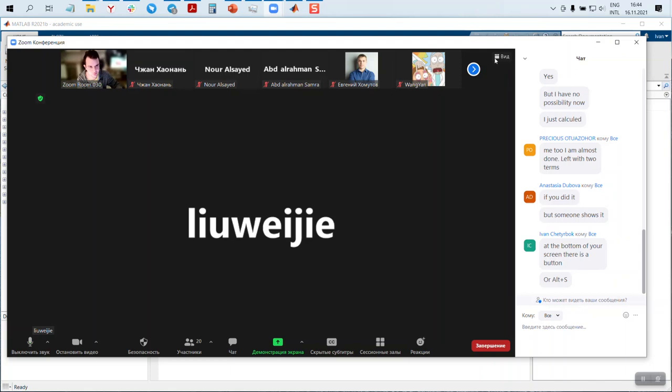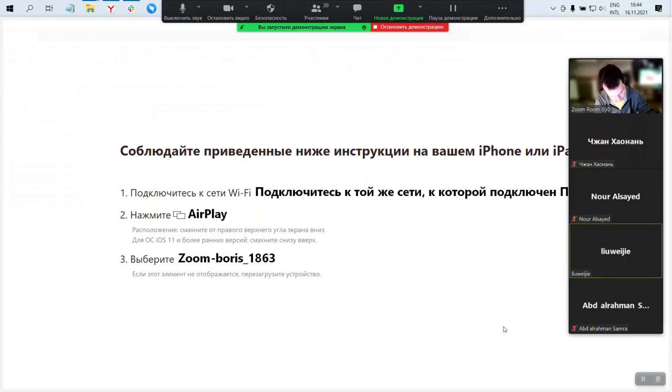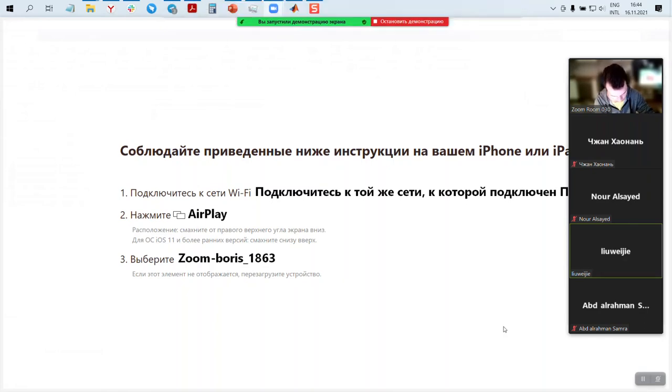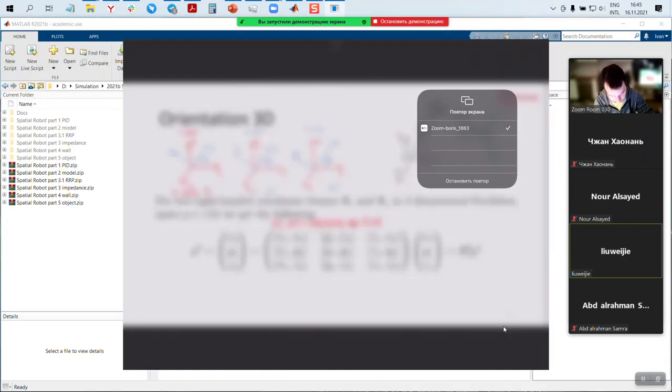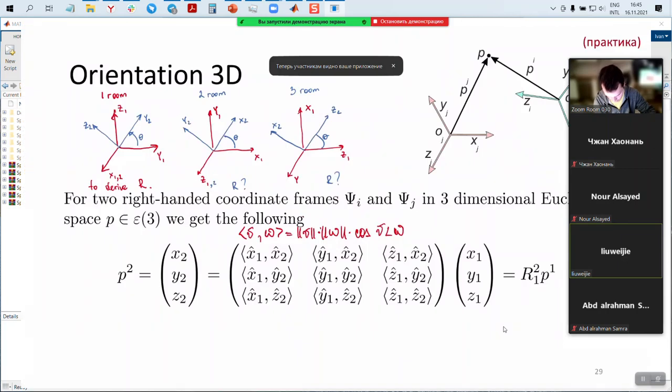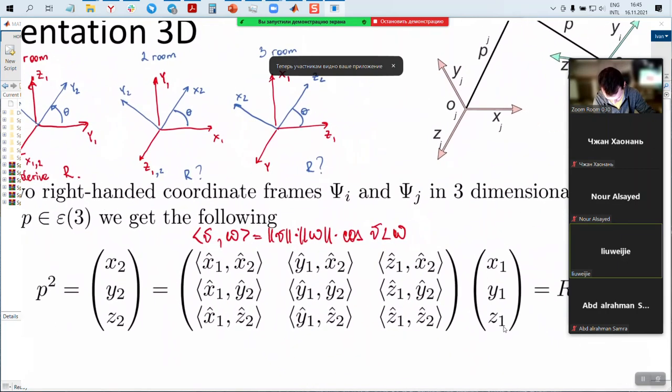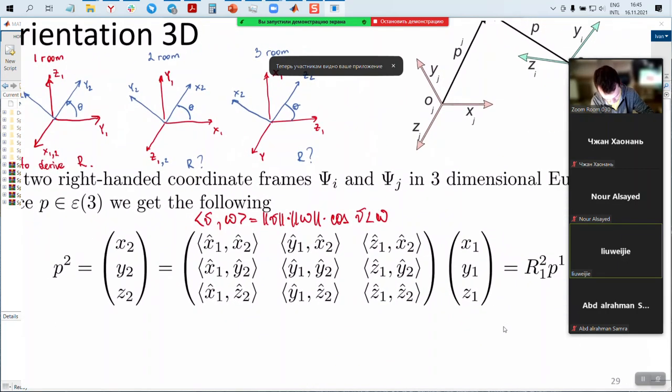Any luck? It's loading. Let me know when you finish. Okay, I do not want to waste time, we already spent a lot of time on this. So I will continue the example.